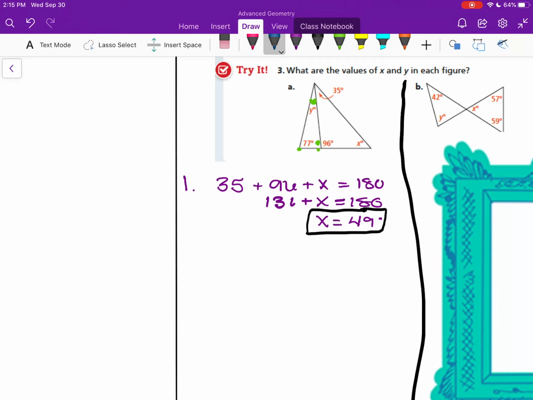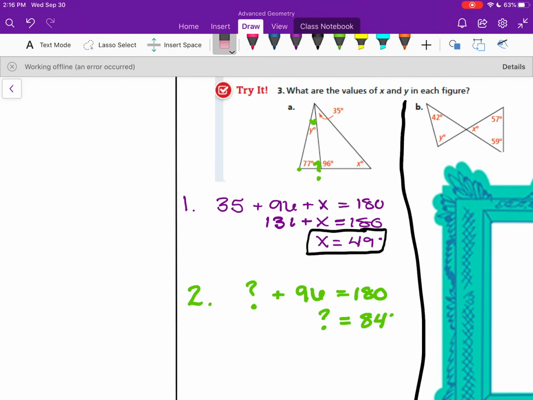And what do we know about a straight angle? It adds to be 180 degrees. So again, we don't know this mystery green angle right here, but I do know that that mystery angle plus 96 should equal 180 degrees because it's a straight line. So if I subtract that 96, that tells me that that mystery unknown unmarked angle is 84 degrees. So I don't have a question mark here anymore. I know that this angle is 84 degrees.